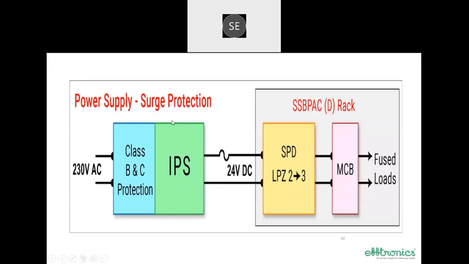So this is how surge protection is applied. Surge protection is provided for the power supply. So 230 volt AC from IPS is given to the SPD, and from there to a switch, the MCB, and from there to the loads, the fused loads.